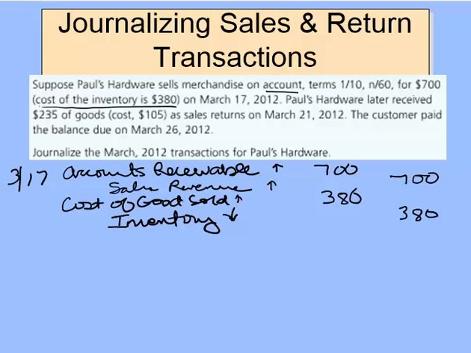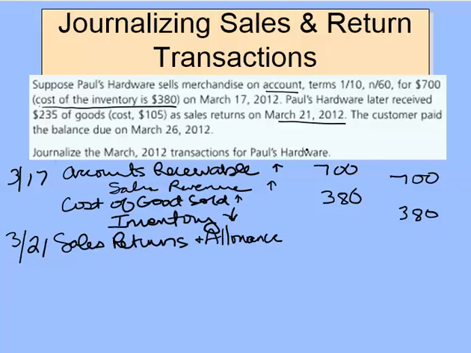Okay, so then it says on the 21st that we received a return. So the customer, for whatever reason, returned some of that merchandise. So rather than just reversing this first journal entry and debiting sales revenue and crediting accounts receivable, we're going to debit an account called Sales Returns and Allowances. That's a contra revenue account, and it's going to help us keep track of all the returns and allowances that we have coming back. And that will be for $235. And then we'll credit the customer's account.